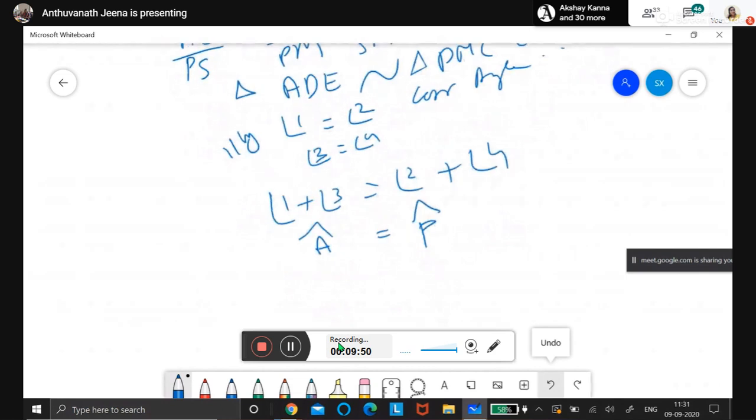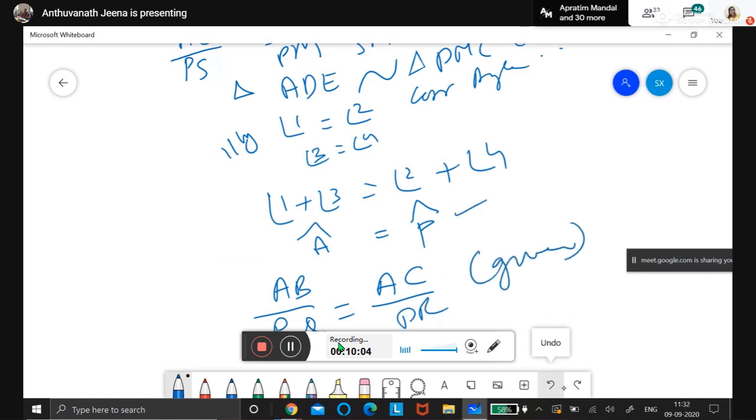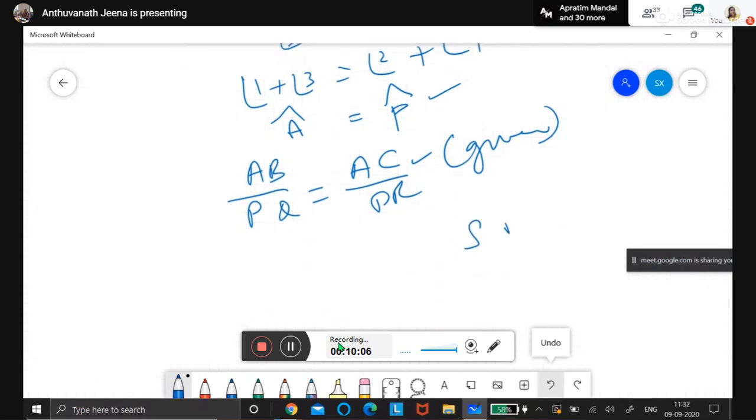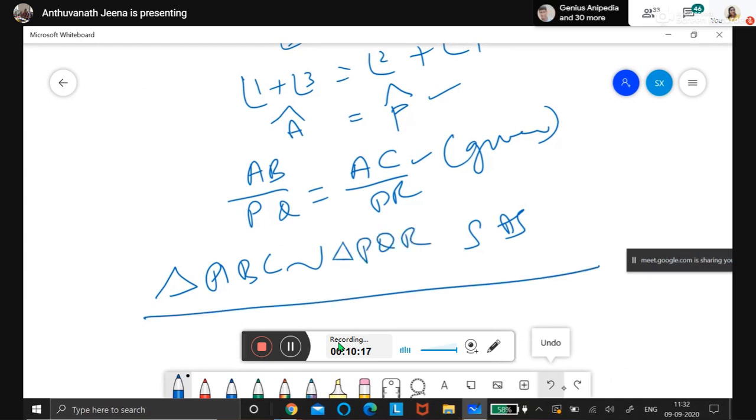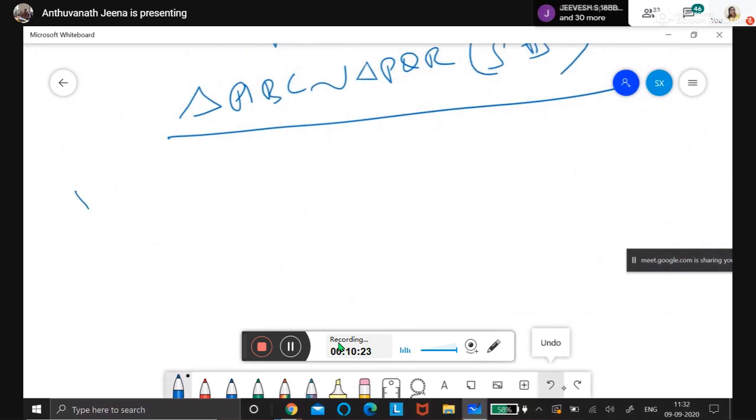Correct? So already we proved AB by PQ is equal to AC by PR. This is given in the question only. So now we proved the angle also. So by SAS, you should put. That's all. By SAS, what do you need to prove? Triangle ABC is similar to triangle PQR by SAS. Okay, easy. Now you go to the 15th sum also.